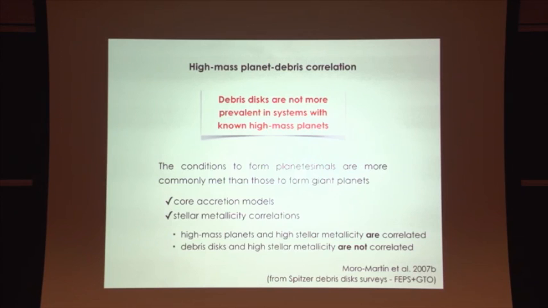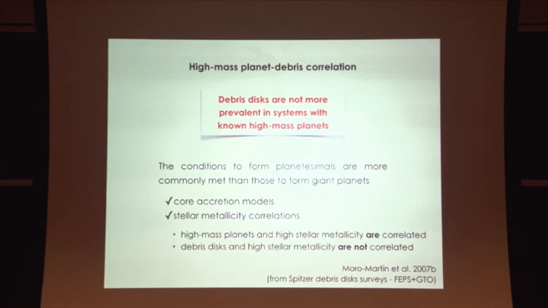I didn't find any evidence of correlations, and if you think about it and put it in perspective, debris disks seem to be evident around stars with a wide range of masses, as I said, right? So it seems that planetesimal formation is quite robust. It can take place under a wide range of conditions, and planets cannot. So if the conditions to form planetesimals are more commonly met than the conditions to form planets, there is no reason why you would expect to have a correlation, right?